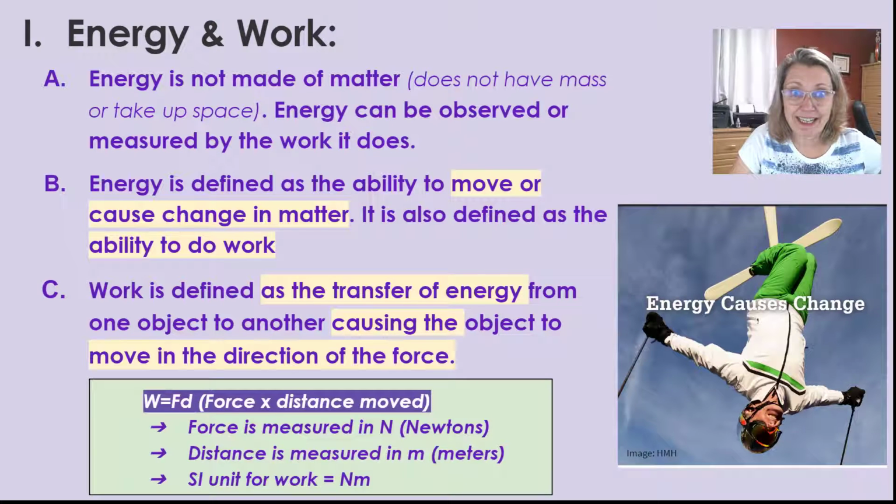Work can be calculated, all right? And we use a special formula in science to calculate work, and that is work is equal to force times the distance moved. We use metric units to measure. We measure force in newtons, we measure distance in meters, and combined, work is measured in newton meters.